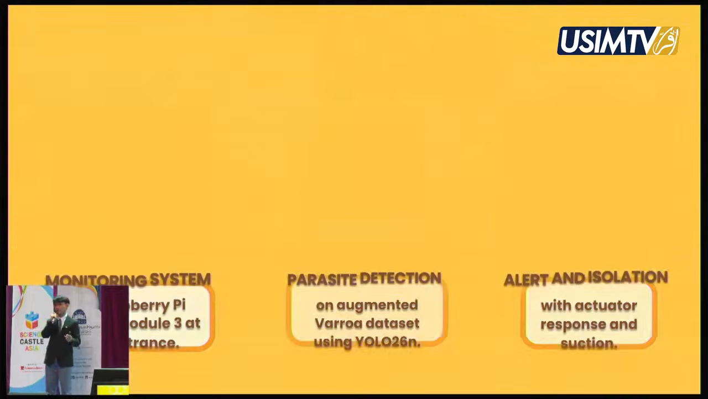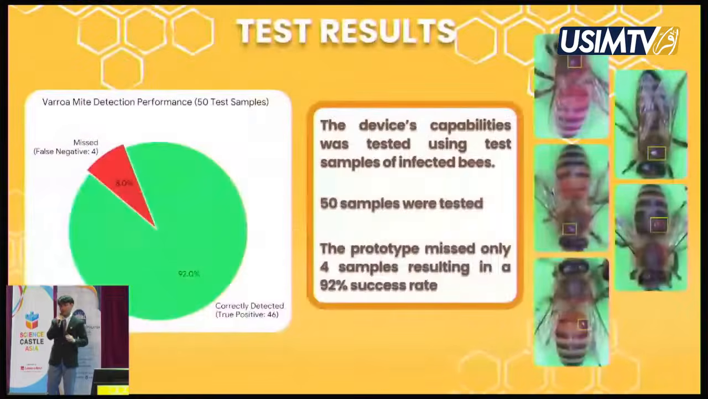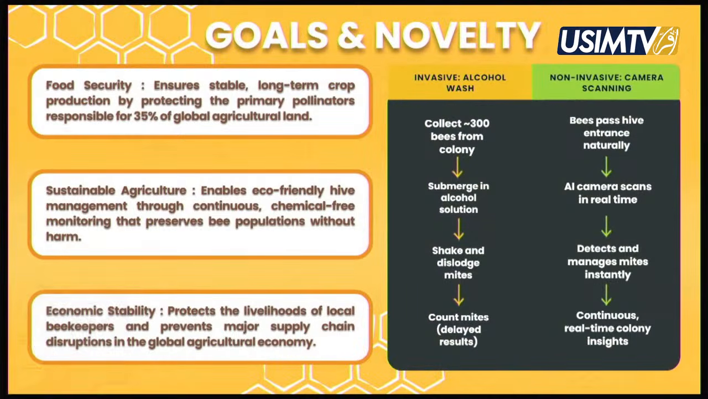Now, to test HiveMind, we used 50 test samples of varroa mite, and it came out with a 92% success rate, only missing 4 of them. HiveMind proves that through innovation, we can bridge the gap between a biological problem and a technological solution. And we believe that HiveMind is an alternative to chemical solutions that endanger the bees. Sorry.